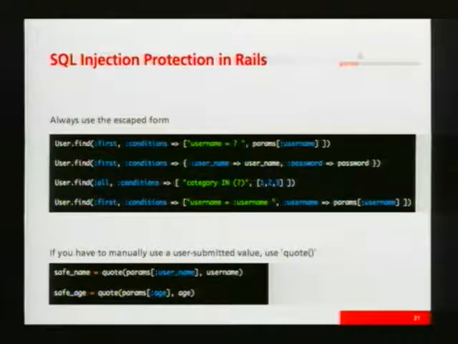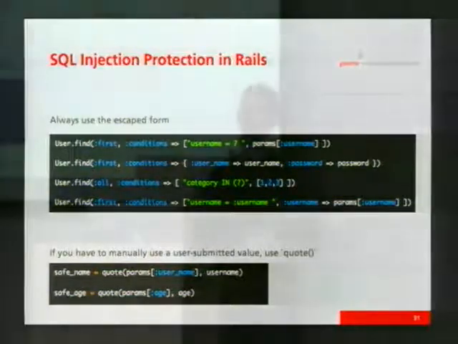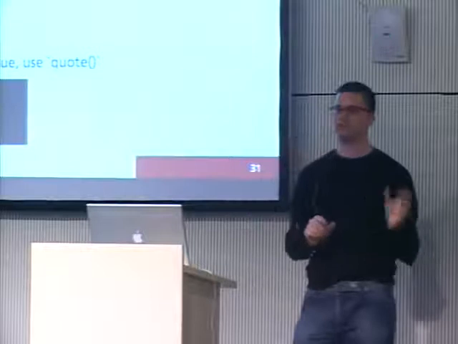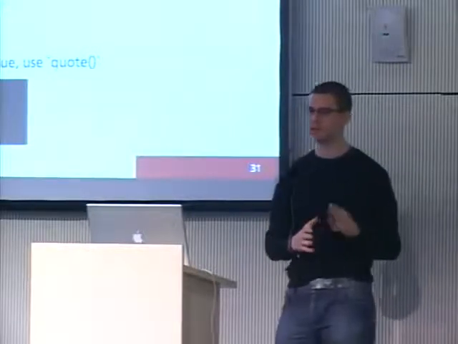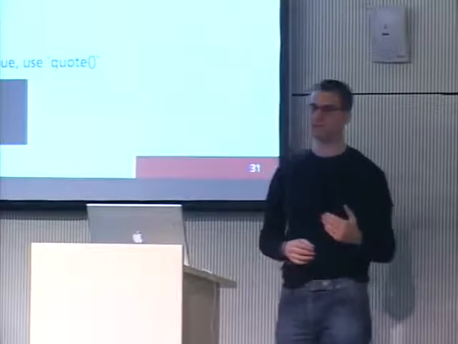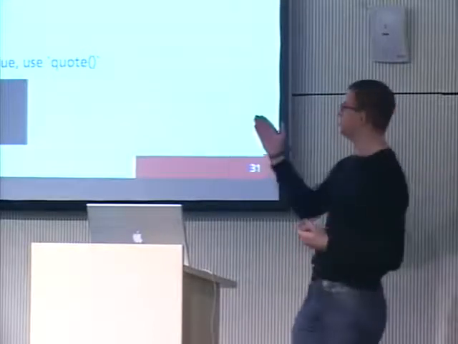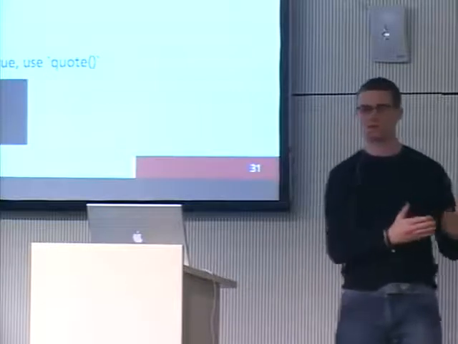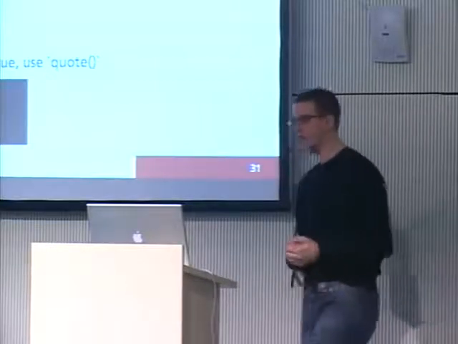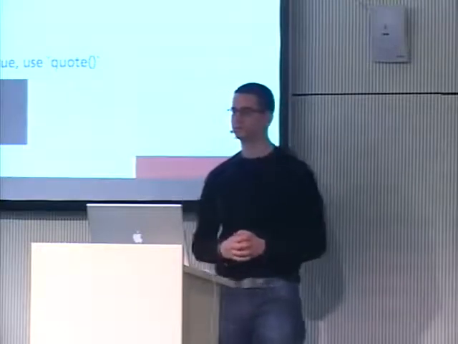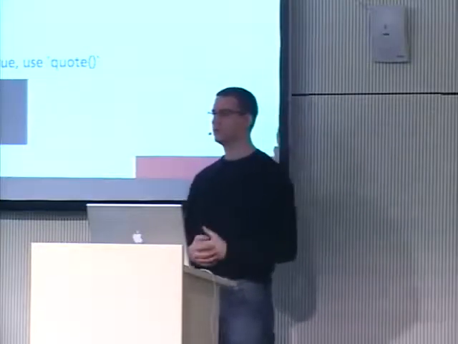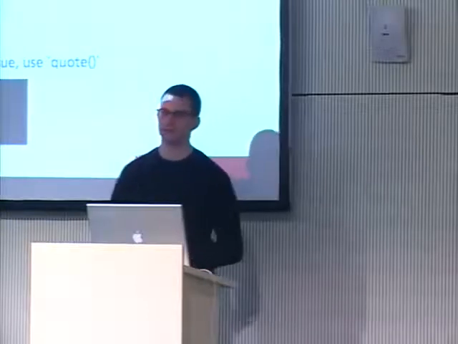If you ever have to manually use a user submitted value somewhere in your assembled queries, always use the quote method. The quote method will ensure that the value is properly quoted depending on the database that you are using. You can even pass it a second argument that tells it which attribute this value is matching against. So it will then quote integers differently than strings, because it will look up, oh, the username is a string, I will quote it as a string. And in the second case, the age is an integer, so I will quote it differently. And by using those helper methods, you're always on the safe side with SQL injection in Rails.